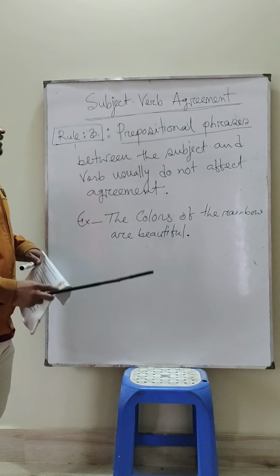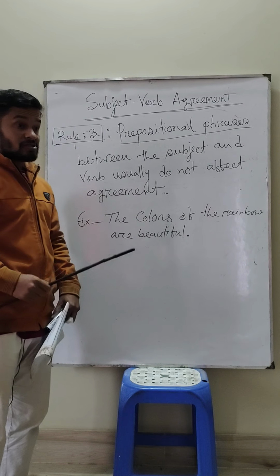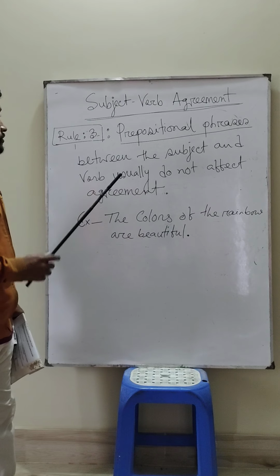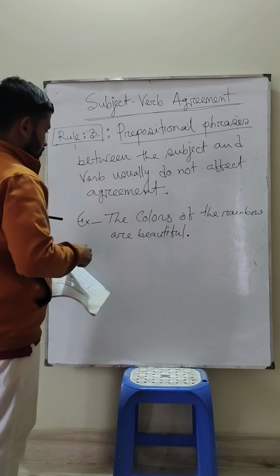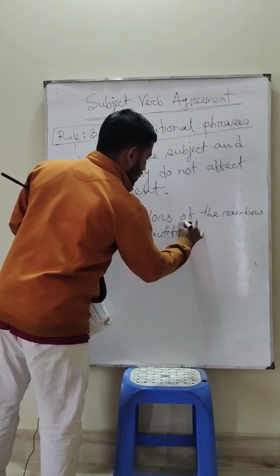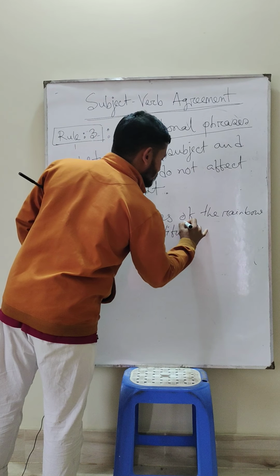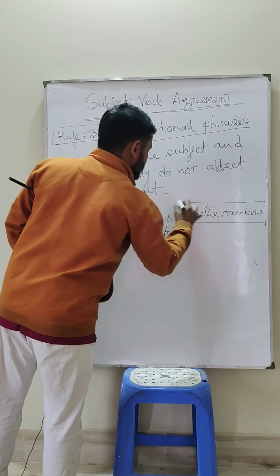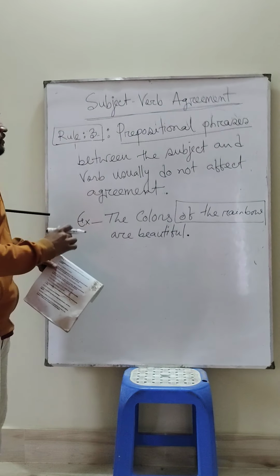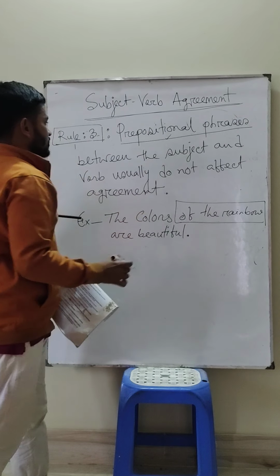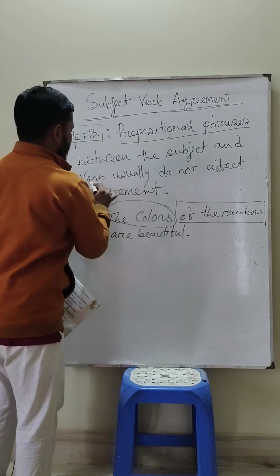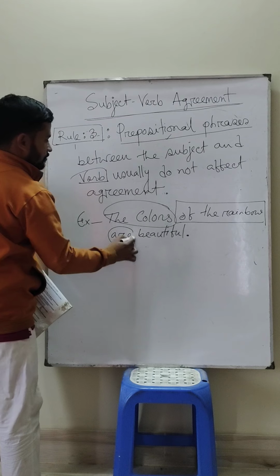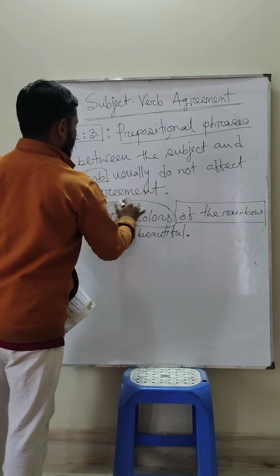Please see rule number 3. Prepositional phrases between the subject and verb. Just imagine the rainbow: prepositional phrases between the subject and verb usually do not affect agreement.